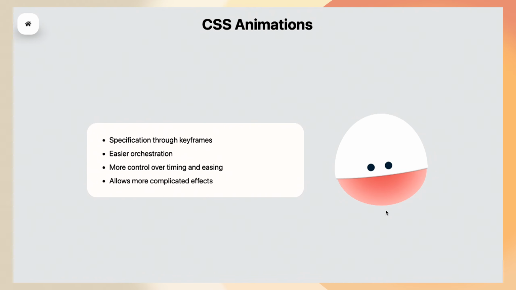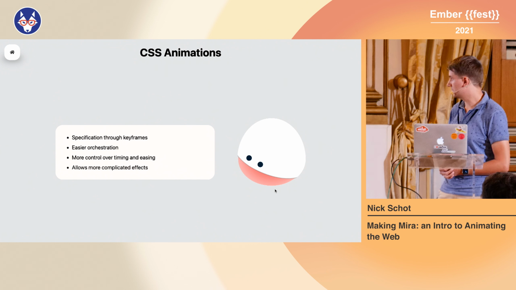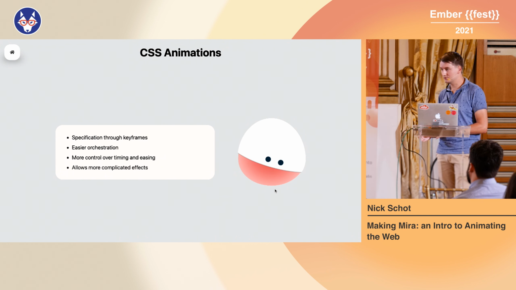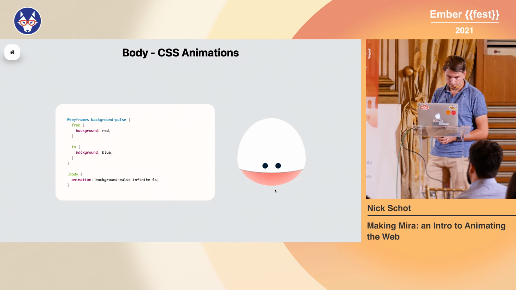The API is entirely different because with CSS Animations you specify the animation through keyframes, which we will see in the next slide. The overview of the entire animation is a little easier because everything is specified in one place. CSS Animations also allow you a little more control over timing and easing because you have control over those keyframes. And as such it allows for more complicated effects.